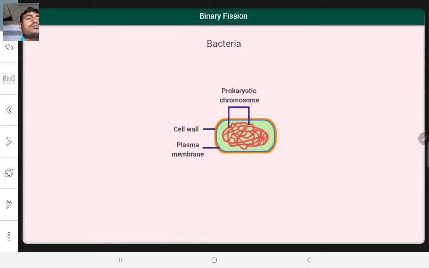Most single-celled organisms such as amoeba, paramecium, and bacterium use the method of binary fission for cell division and reproduction. Let's look at the reproduction in a bacteria cell.